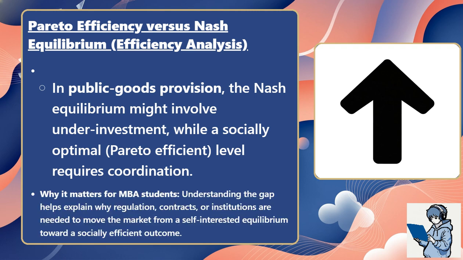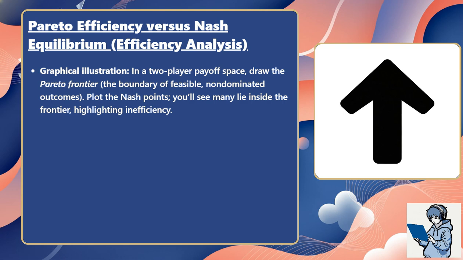Why it matters for MBA students: understanding the gap helps explain why regulation, contracts, or institutions are needed to move the market from a self-interested equilibrium toward a socially efficient outcome. Graphical illustration: in a two-player payoff space, draw the Pareto frontier, the boundary of feasible non-dominated outcomes. Plot the Nash points. You will see many lie inside the frontier, highlighting inefficiency.